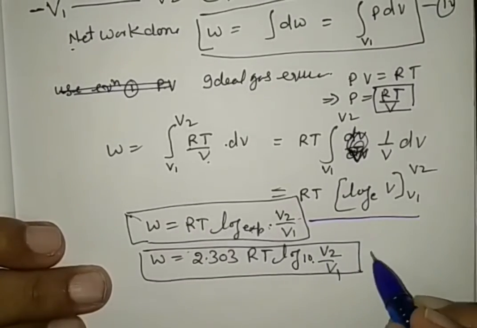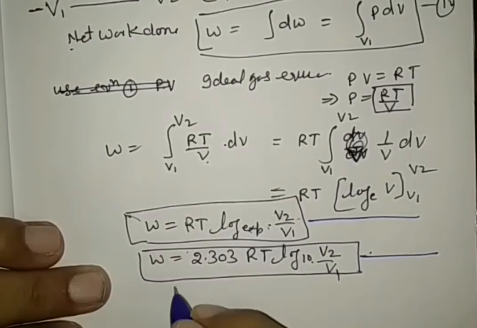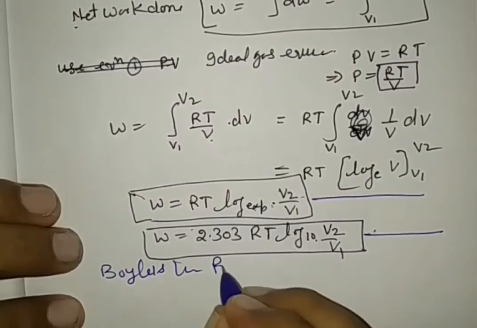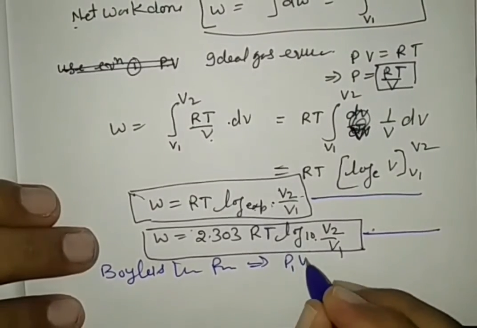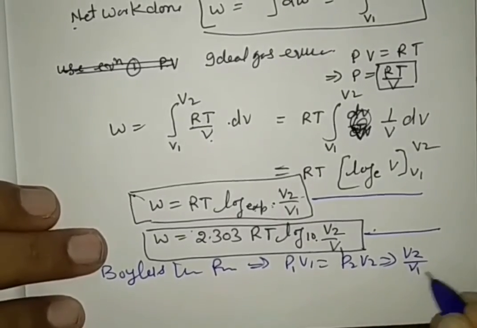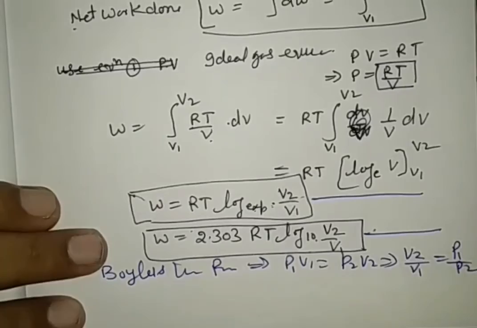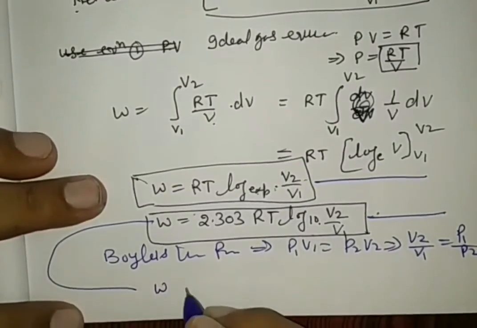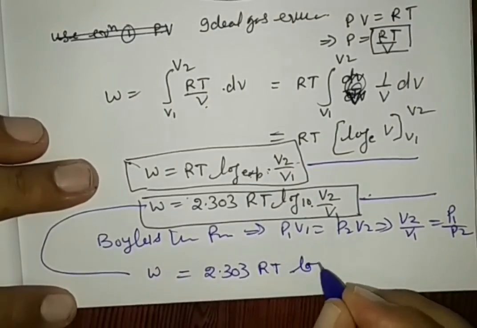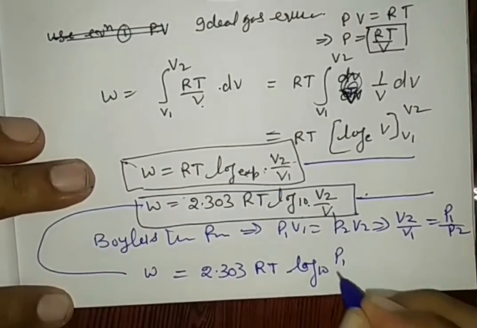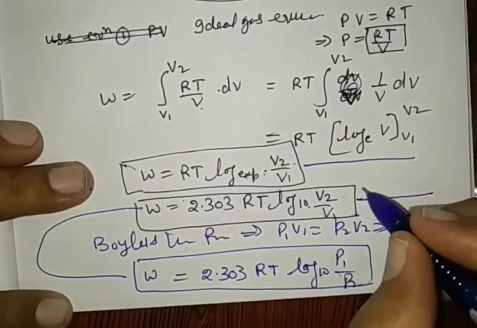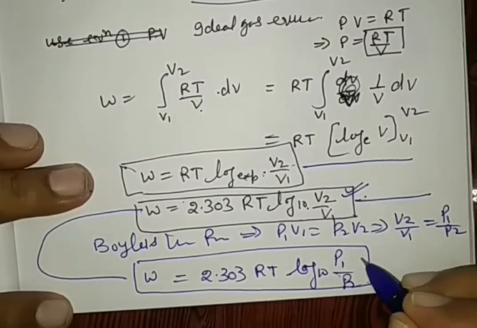We may use this equation or this equation, but we know that here Boyle's law holds, that is P1 V1 is equal to P2 V2. This implies that V2 upon V1 is equal to P1 by P2. So work done can be written as 2.303 RT log at base 10 P1 by P2 also. So work done can be calculated either by using this formula or this formula.